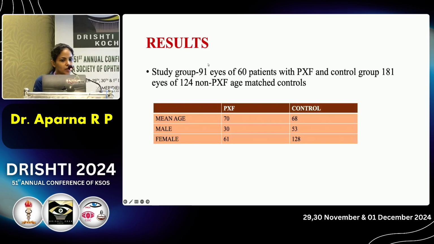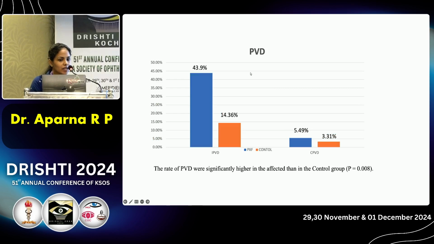The study group comprised 91 eyes of 60 patients with pseudoexfoliation, and the control group 181 eyes of 124 patients without pseudoexfoliation. The mean age in the pseudoexfoliation group was 70 and in the control group 68. The rate of incomplete PVD was 43.9% in the pseudoexfoliation group and 14.36% in the control group. That of complete PVD was 5.49% in the pseudoexfoliation group and 3.31% in the control group. The rate of posterior vitreous detachment was significantly higher in the pseudoexfoliation group, with a p-value of 0.008.